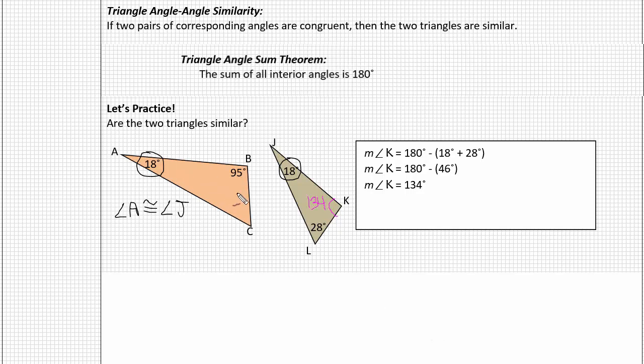So what I can see here is that I can't match up. I have two of these angles and I have three. I can only match up one. There's only one corresponding congruent pair, not two.